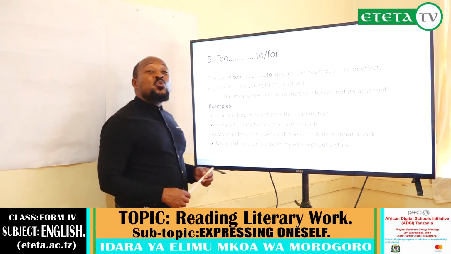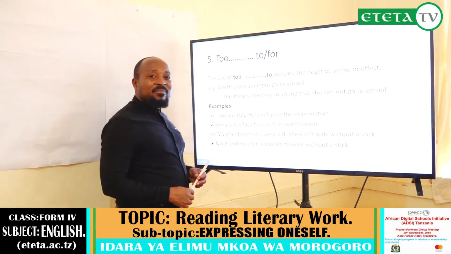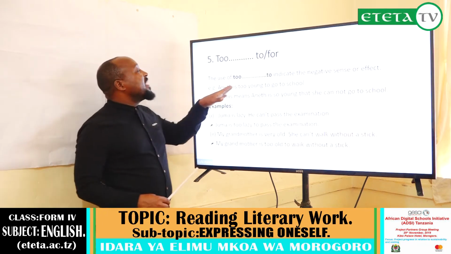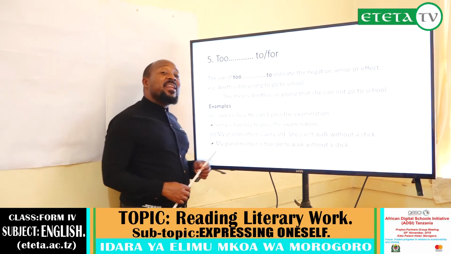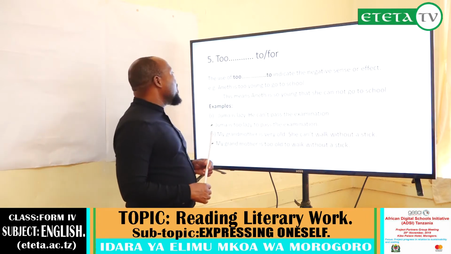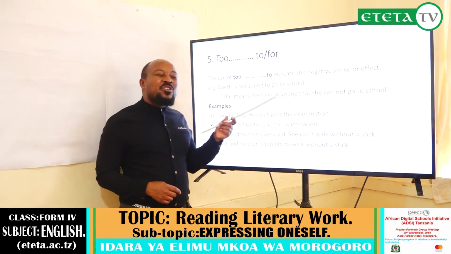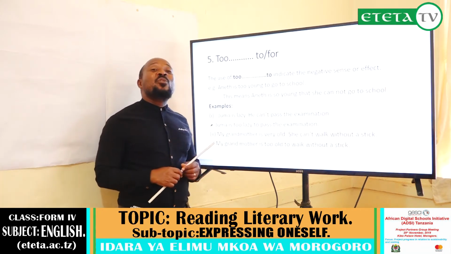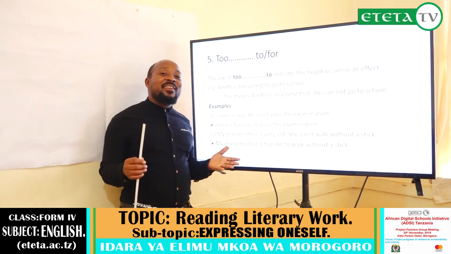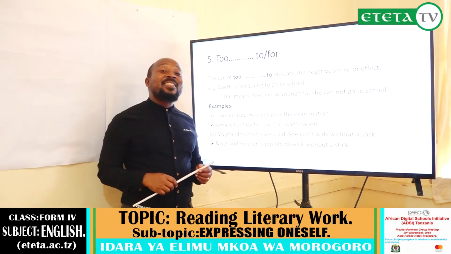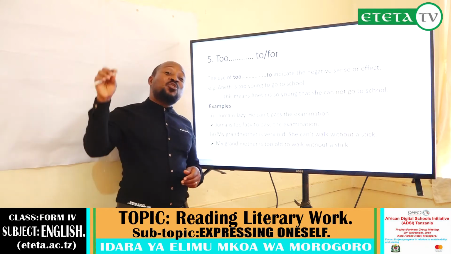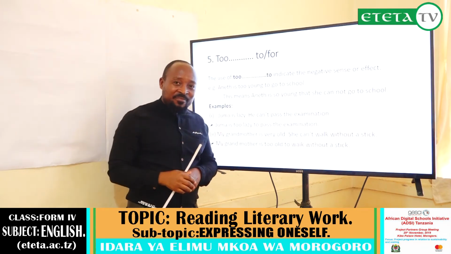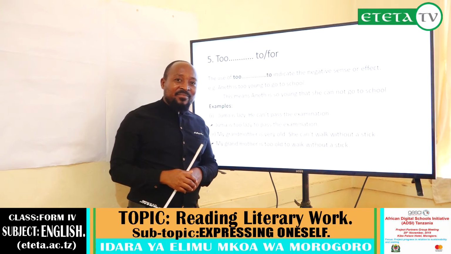Now we have "too... to". One thing you should remember is that by using "too", you are showing the negative sense, the negative effect. When you say "Annette is too young to go to school", it means that Annette is very young and is not qualified for schooling. When you say "too", that's negative. If you say "the teacher is too short to touch the ceiling", it means that he cannot touch the ceiling.